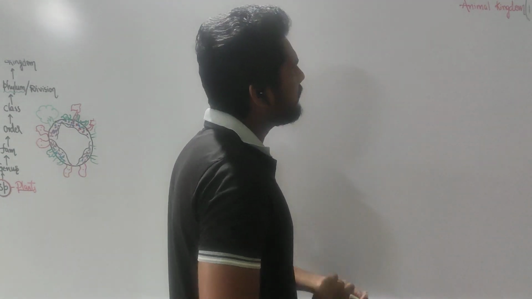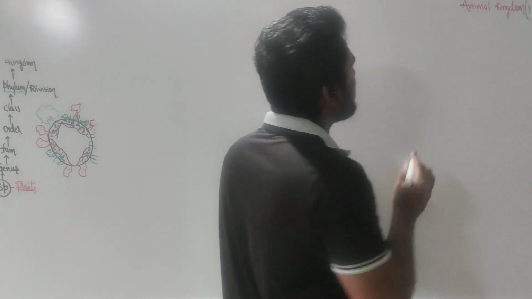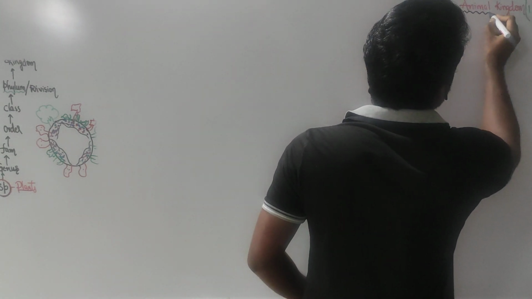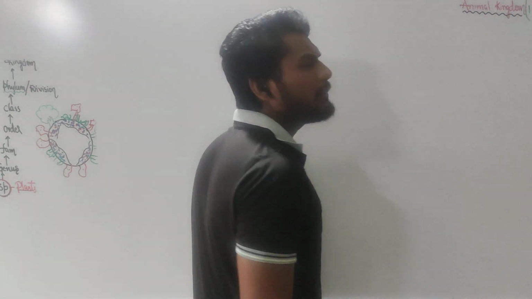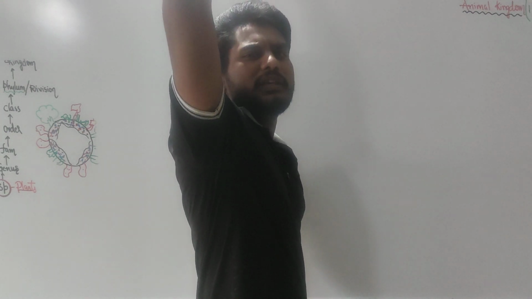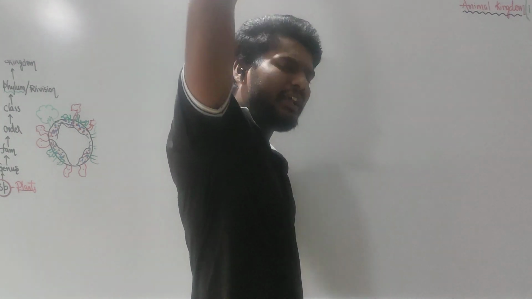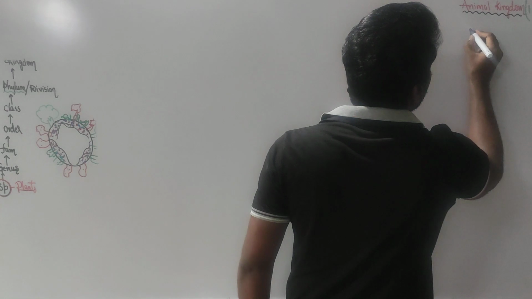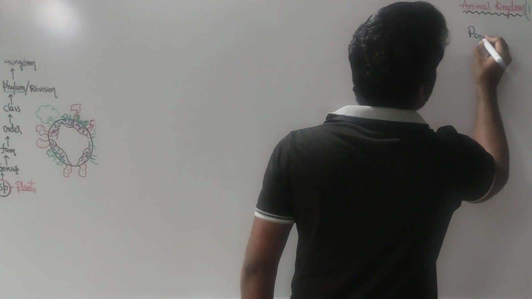Listen, the first phylum. What is the first phylum, sir? A total of eleven phyla are present in the animal kingdom. The first phylum name, which is of very old animals that have not gone extinct for a very long time, is Porifera.